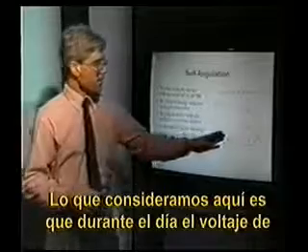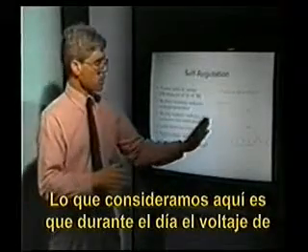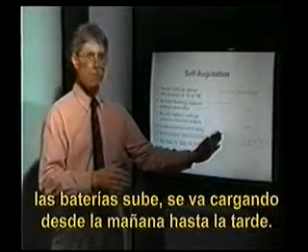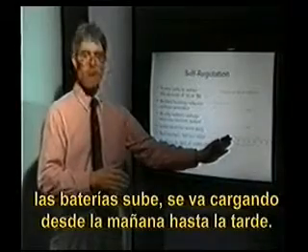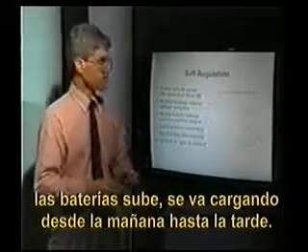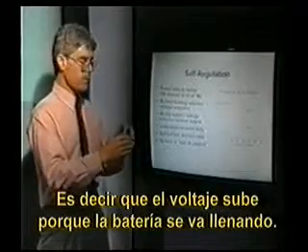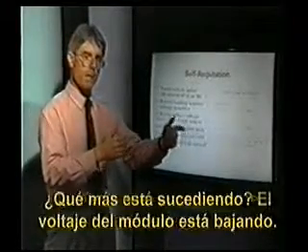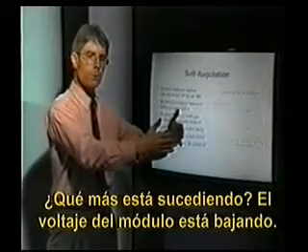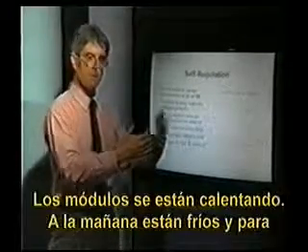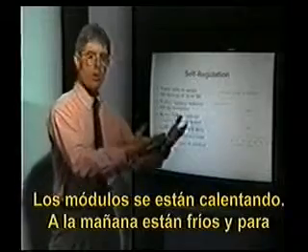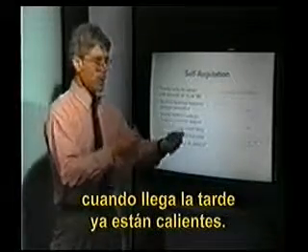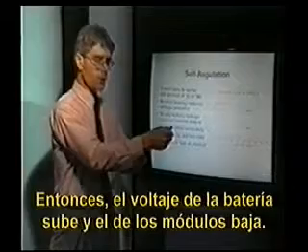Notice that what we're considering here is during the day, a battery voltage is rising. It's being charged up over time from the morning to the afternoon. So our battery voltage is rising because the battery's getting more full. What else is happening? The module voltage is falling. Modules are getting hotter. In the morning they start out cool. By the afternoon they're hot. So battery voltage is rising. Module voltage is falling.